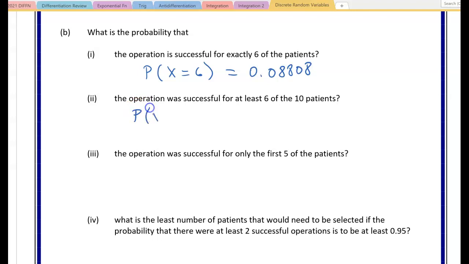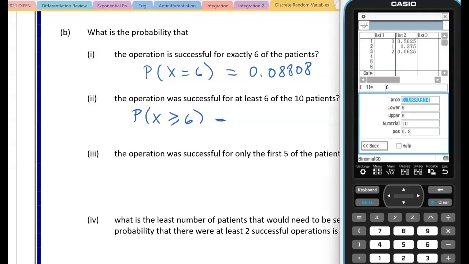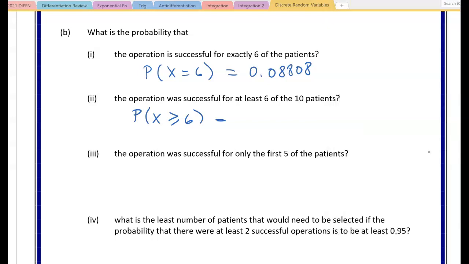So at least 6 means 6 or more. So back here, your upper bound goes from 6 to 10 now because we want at least 6 successful. So 6, 7, 8, 9, 10, and therefore 0.9672, which makes sense. You'd hope there'd be a high chance of lots of operations being successful.